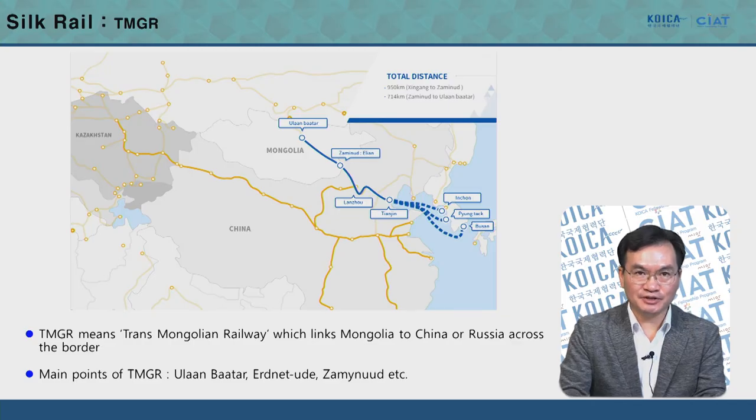This picture shows the TMGR. TMGR means the Trans-Mongolian Railway, which links Mongolia to China or Russia across the border. The distance from Erlian to Zamyn-Uud is 950 kilometers, from Zamyn-Uud to Ulaanbaatar is 714 kilometers, so the total distance is 1,664 kilometers. Main points of TMGR are Ulaanbaatar, Zamyn-Uud, etc.